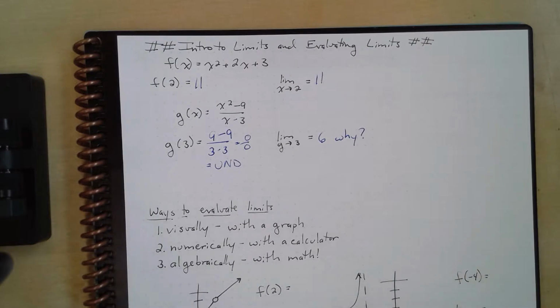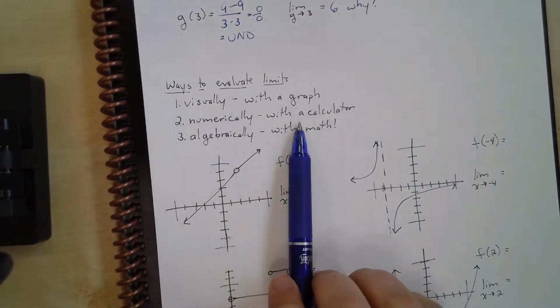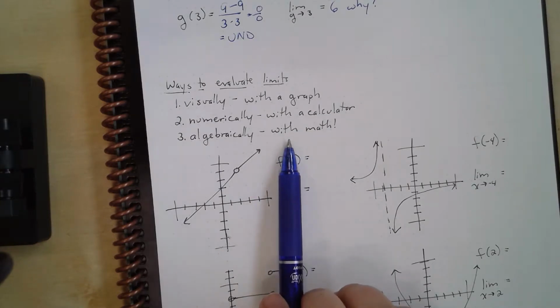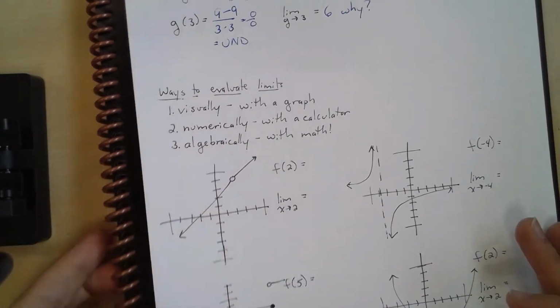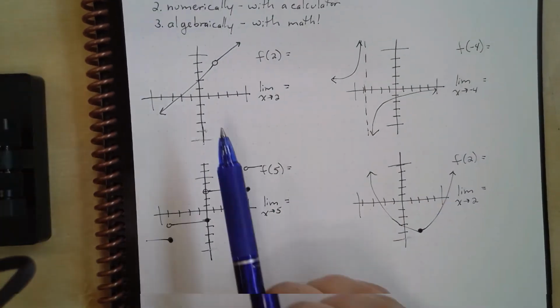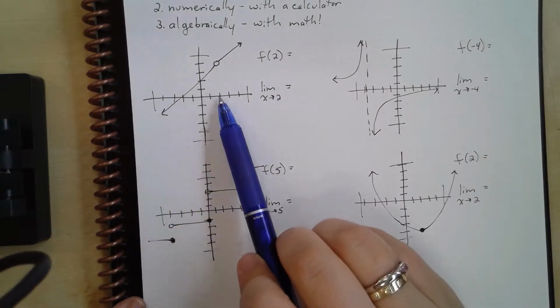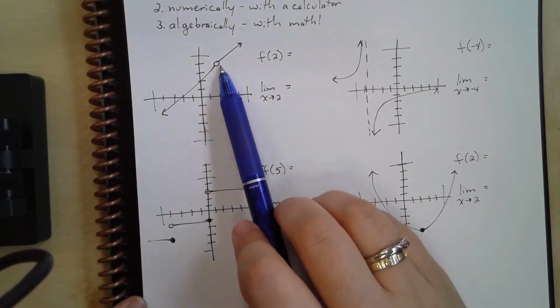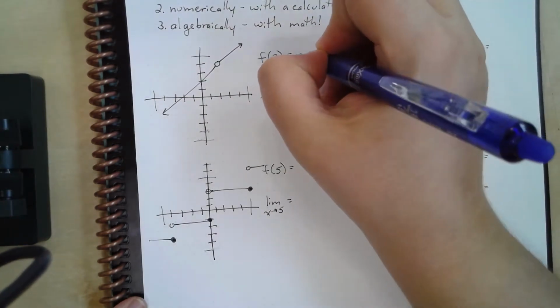We have 3 ways that we can evaluate limits. Visually with a graph, numerically with a calculator, and algebraically using algebra, using math. So first we're going to evaluate these graphically. If you look at this first graph, what is f of 2? If we go to 2, we have a hole there, so we don't have anything. f of 2 is none. There is no value at f of 2.